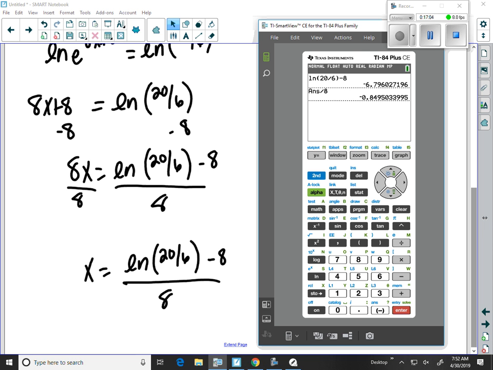0.8495. So as you see, a lot of these are ugly numbers. Sometimes will be positive, sometimes will be negative. Okay, so don't count yourself out just because you get weird answers. That's very common with logs.